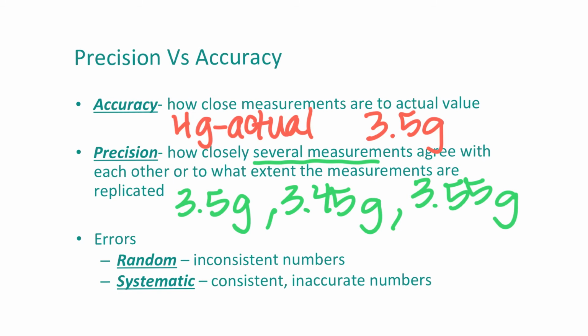So again, back to this balance. It needs to be calibrated. Something's off. It's not measuring correctly. So that's a systematic error.